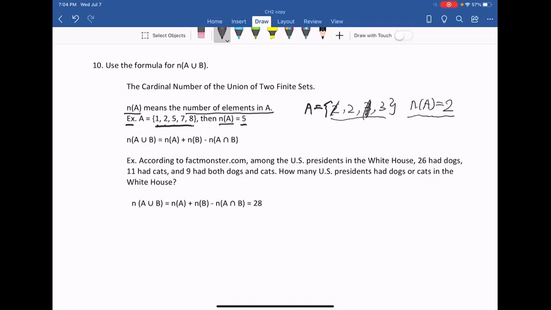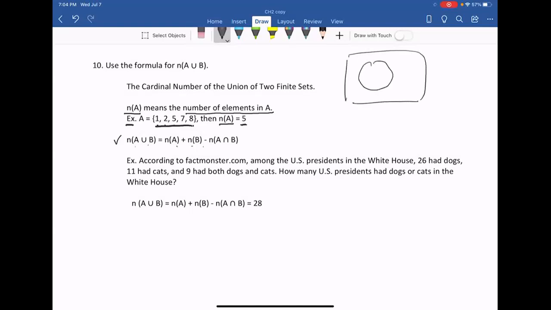So let's see this. The number of A union B equals n of A plus n of B minus n of A intersect B. So what's the meaning of that? Let's draw a Venn diagram. I have A and B.